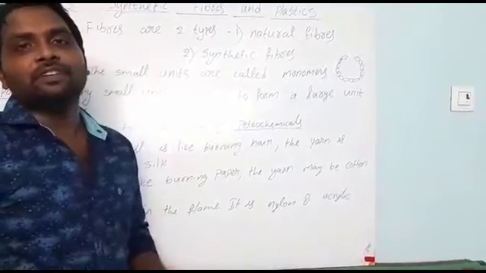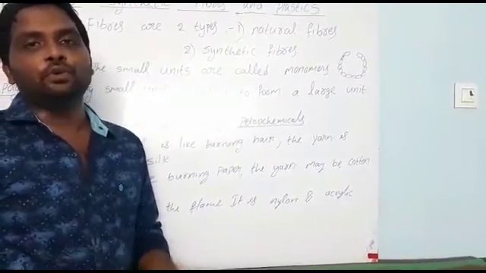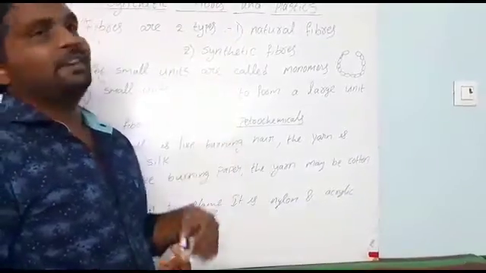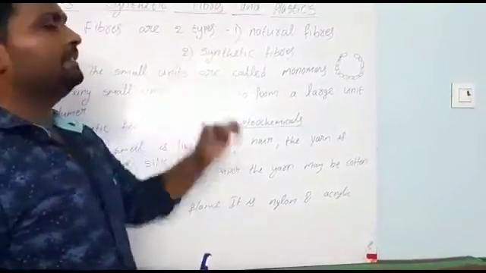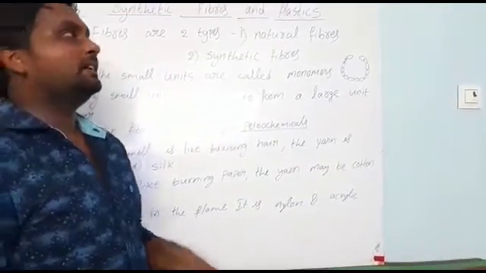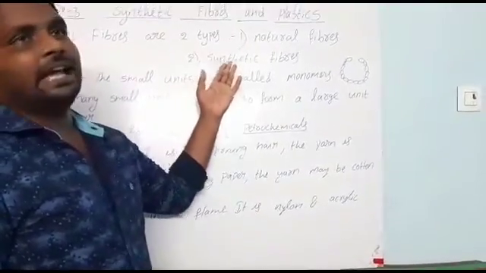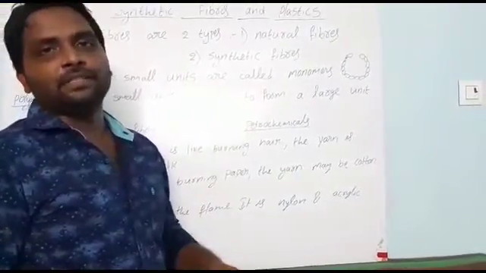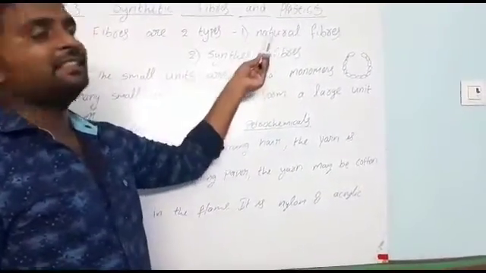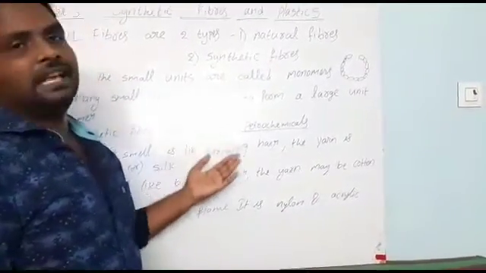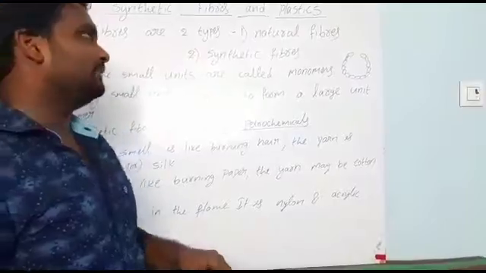What are the examples for natural fibers? Wool, cotton, silk. These are the examples for natural fibers. So the second one is synthetic fibers. What are the examples for synthetic fibers? Terylene, nylon, acrylic. Those are the examples for synthetic fibers. In your 7th class we discussed natural fibers. In this 8th class we will discuss synthetic fibers.